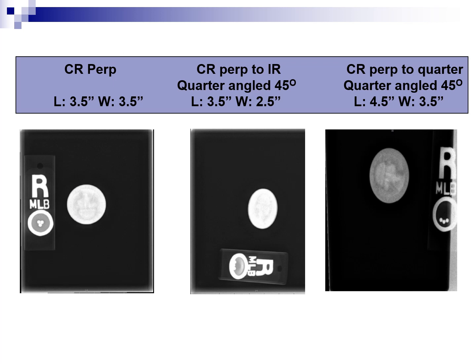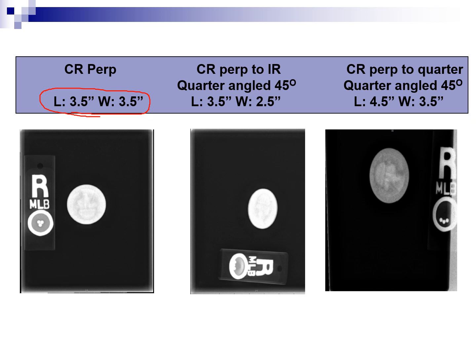If we take a look at the three images here, the central ray was perpendicular to the quarter, and the quarter was parallel with the image receptor for the first, and so the length and the width of the quarter were equal at 3.5 inches each.